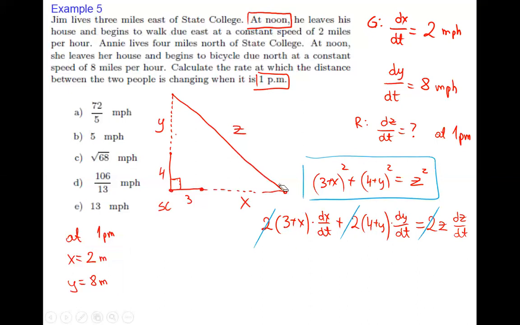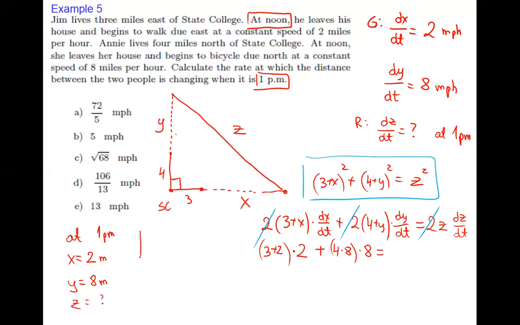And now that's the related rates. That's how they relate to each other. Now I can substitute any other values. Because please note, in my original relation, I didn't put in 2 for x and 8 for y. That's not the case. The case is now. That means 3 plus 2, and the rate of change of x is 2, plus 4 plus 8, and the rate of change of y is 8. And I will also need a quantity z.